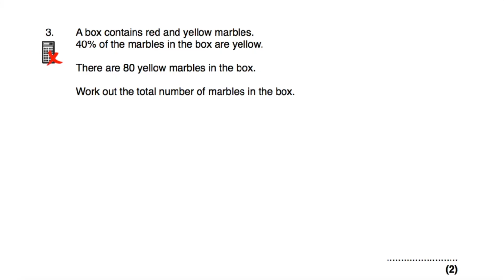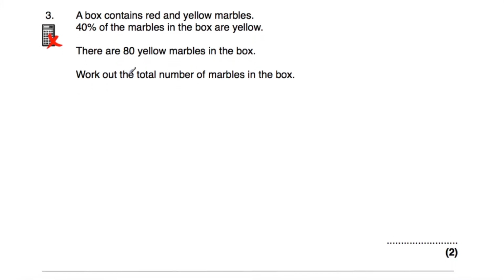Okay, so let's have a look at our next question, question number 3. Question number 3 says a box contains red and yellow marbles. So there's just red and yellow marbles in the box, and 40% of the marbles in the box are yellow. So that means the rest, 60%, must be red. And there's 80 yellow marbles in the box, and the question says work out the total number of marbles in the box.